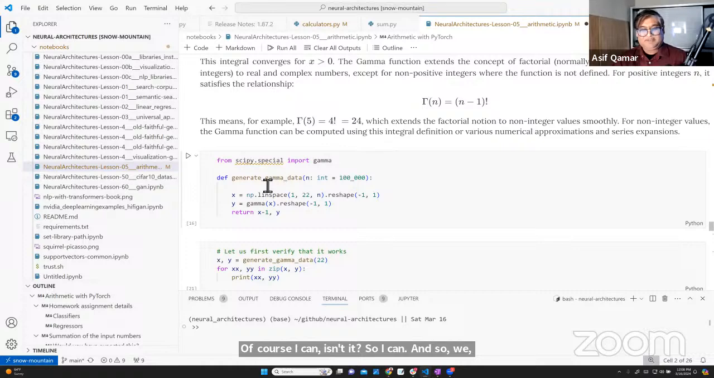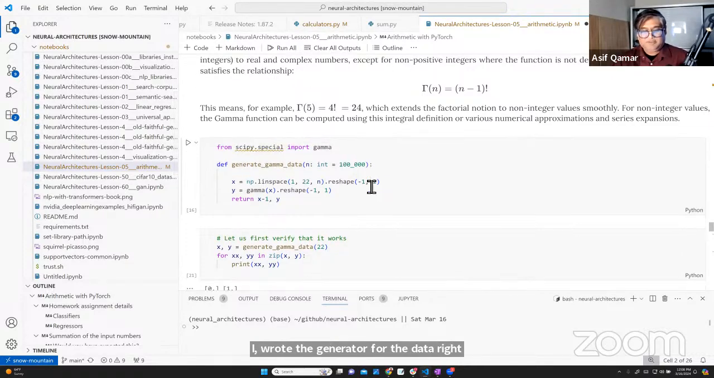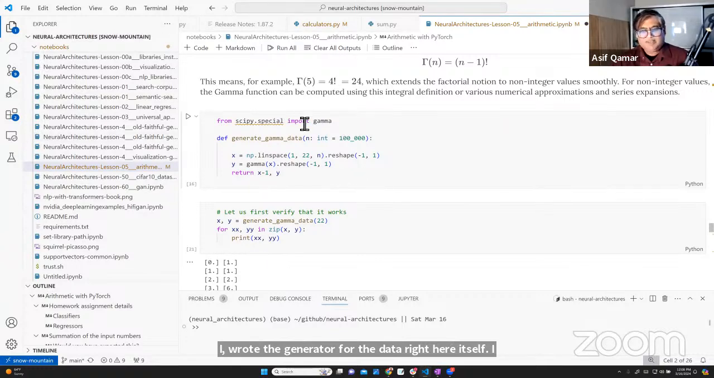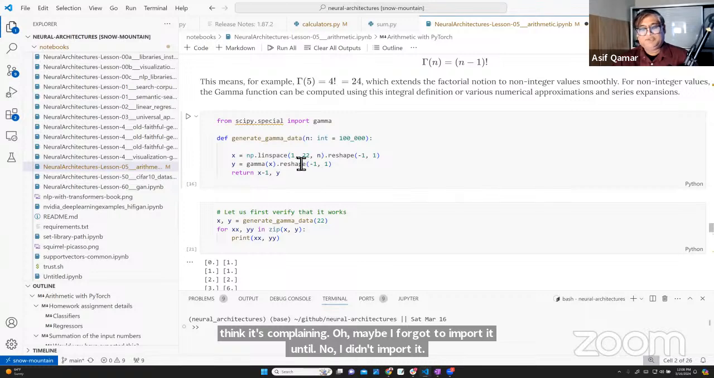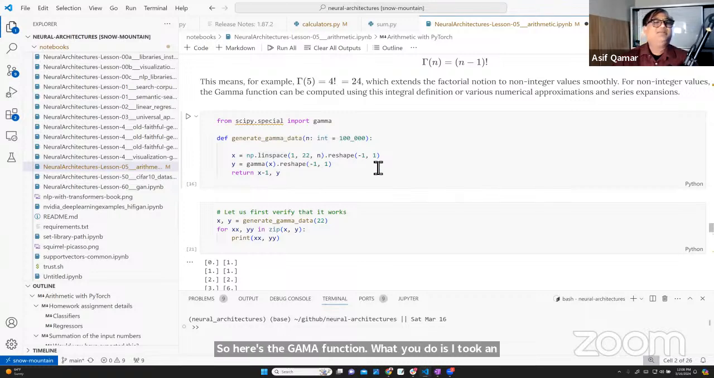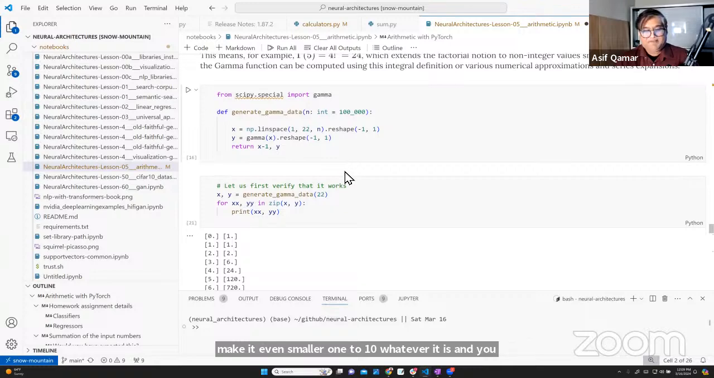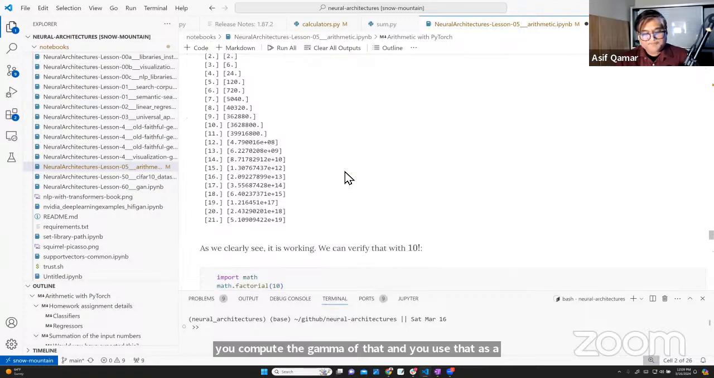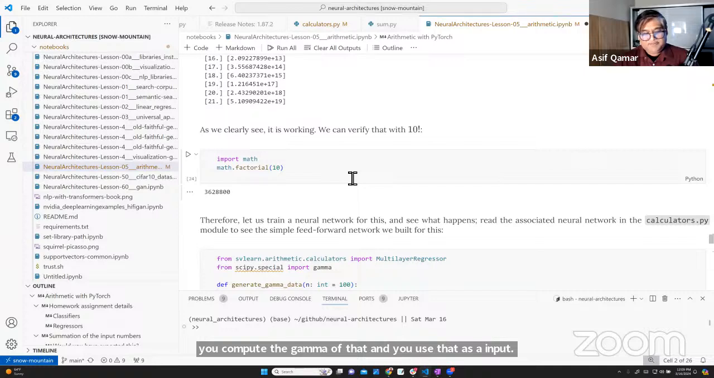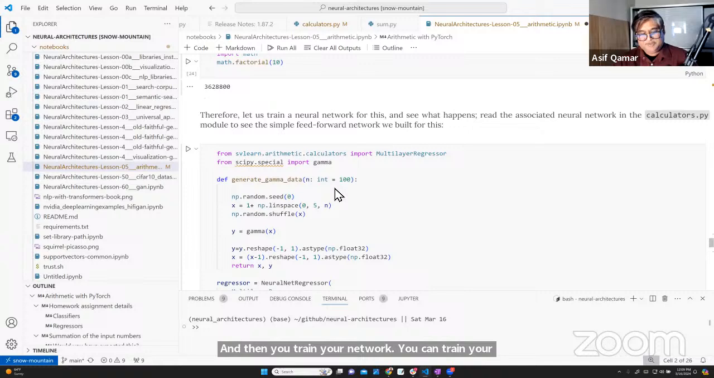I wrote the generator for the data right here itself. Oh, I think it's complaining. Maybe I forgot to import it or whatever. No, I did import it. So here's the gamma function. What you do is I took an interval which is very short, just 1 to 22. You can make it even smaller, 1 to 10, or whatever it is. And you compute the gamma of that, and you use that as an input. And then you train your network. You can, just for fun, here's the factorial of 10, it is this, or factorial of 5.